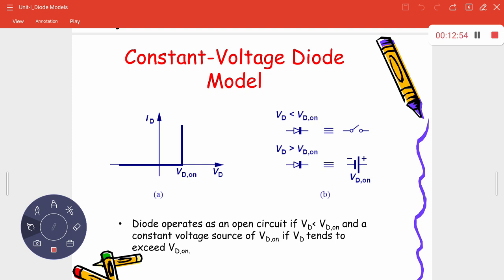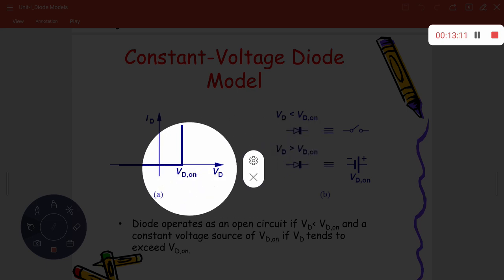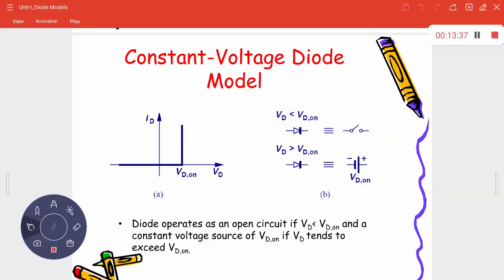Okay, so now from this generic model that we have discussed previously, we have the constant voltage diode model. If you consider this on voltage, Vd on, what is that Vd on? Vd on is nothing but this cut-in voltage. Whenever the applied voltage is greater than or equal to the cut-in voltage or on voltage, you find the current increases rapidly. And if the applied voltage Vd is less than this Vd on, the current is zero, nil. So you have only two conditions. Either there is a sharp rise in current or there is no current.